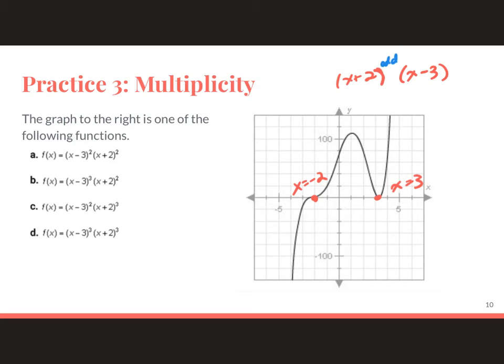And then if I look at this zero over here, I see that I just touch my x-axis. So because my zero just touches my x-axis, it has a multiplicity of an even number. That's going to directly correspond with the exponent of that factor. So I want to look through my answer choices and see which of them has x plus 2 with an odd exponent and x minus 3 with an even exponent. When I look at this, I see this one, C: x minus 3 has an even exponent, x plus 2 has an odd exponent. So this looks like it's going to be our answer choice.